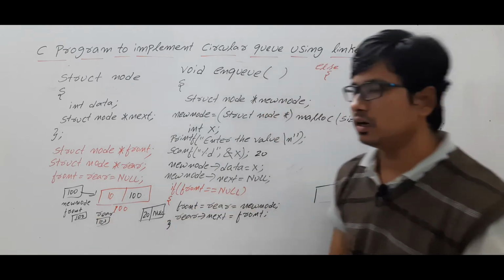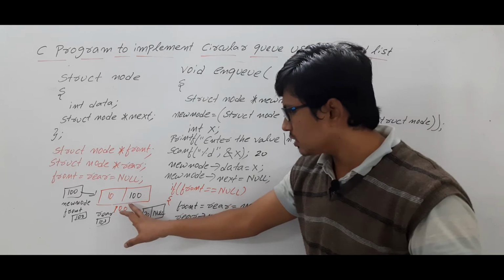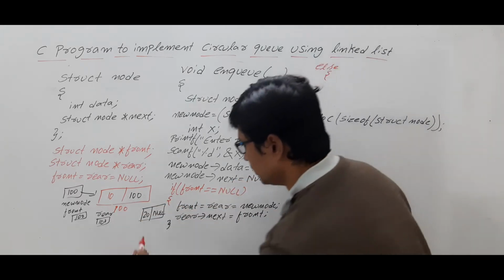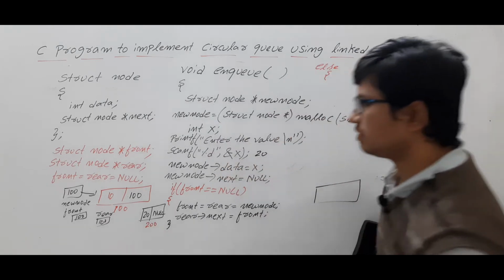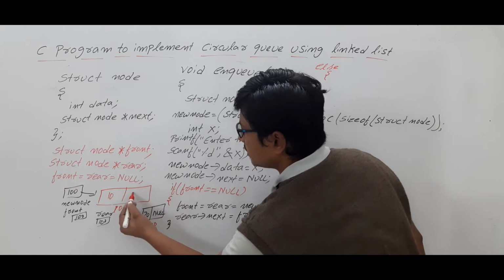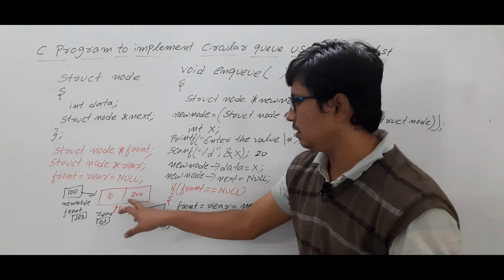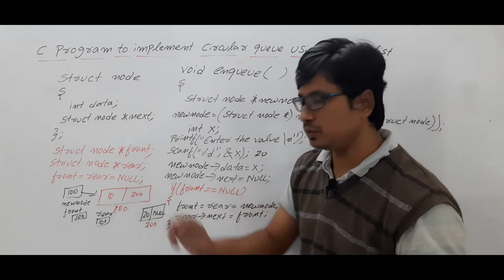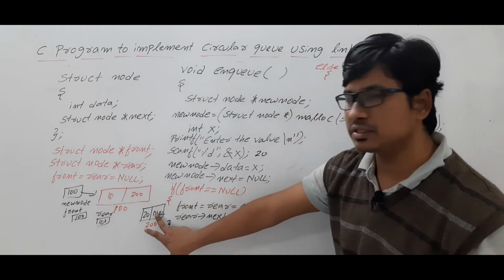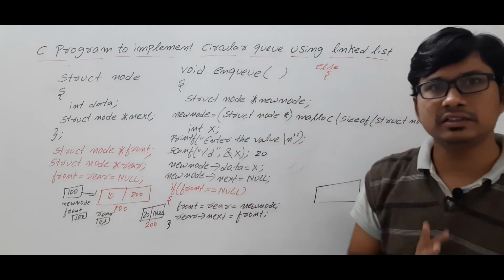So now what are the statements I need to write? This is the new node. Suppose this address is 200. What should I do first? First I need to keep the 200 here. Am I right or wrong? Is it clear? Then this rear should have the 200. And here in place of null, you should have the first node address 100. These are the three things we should do.